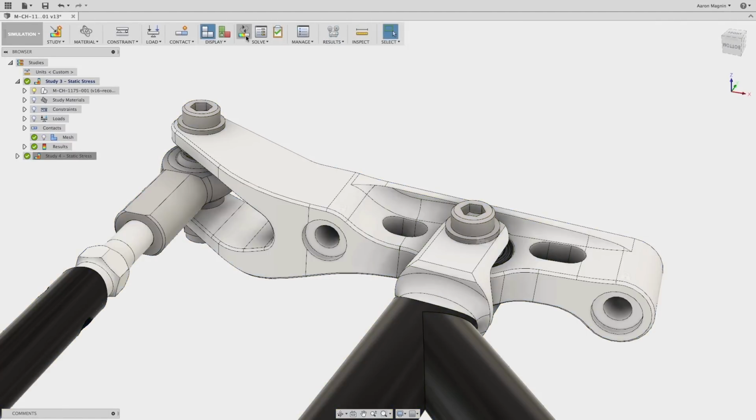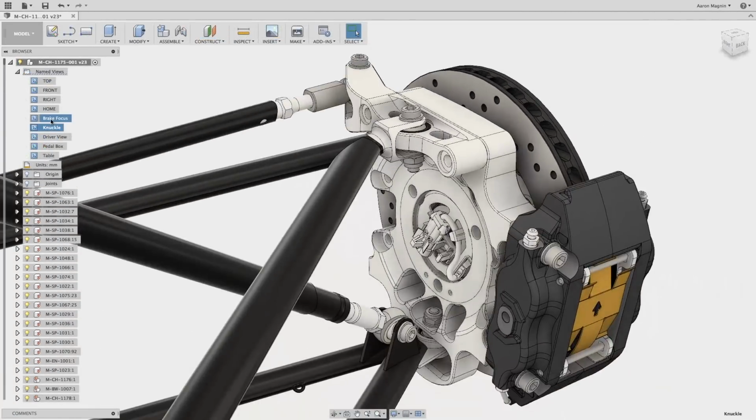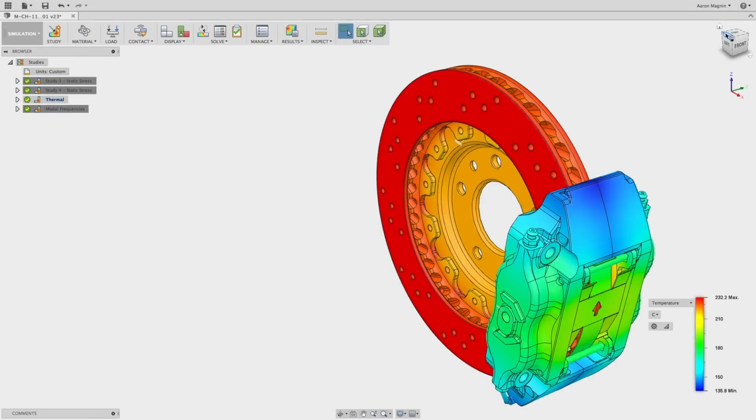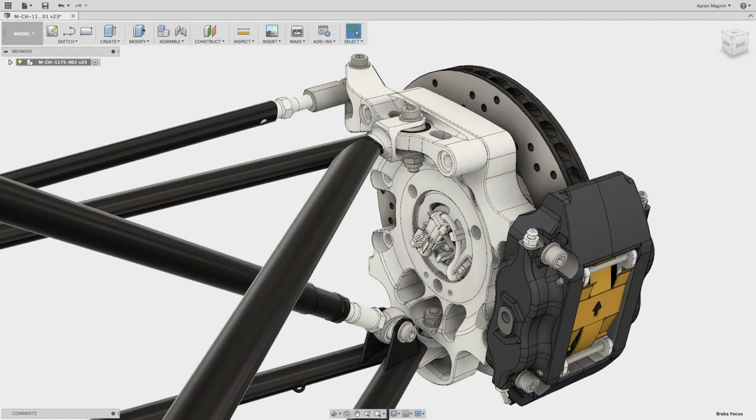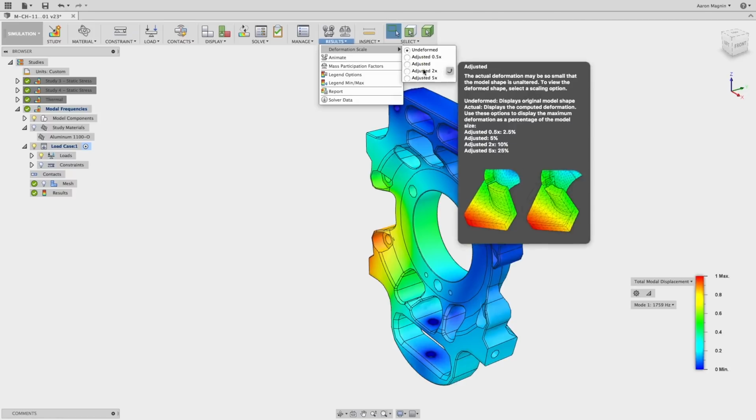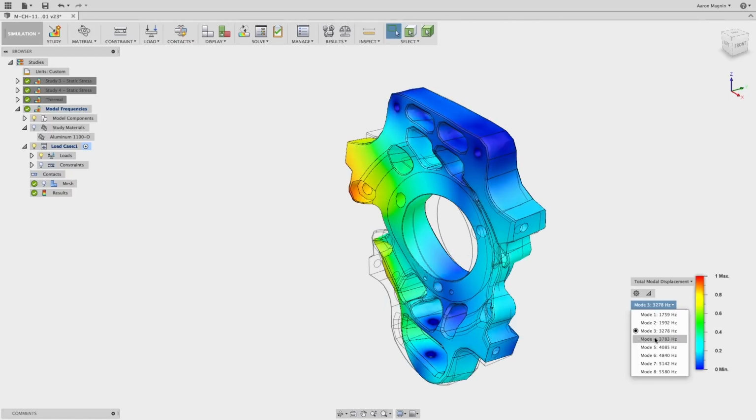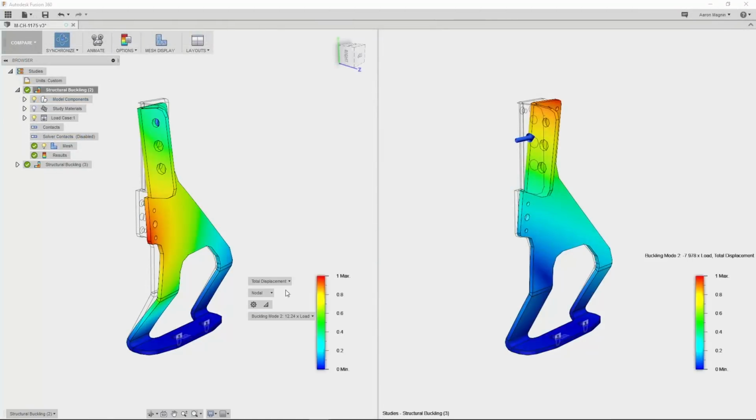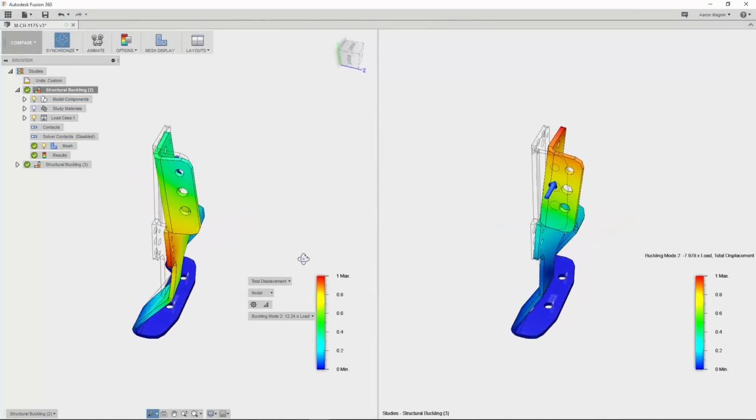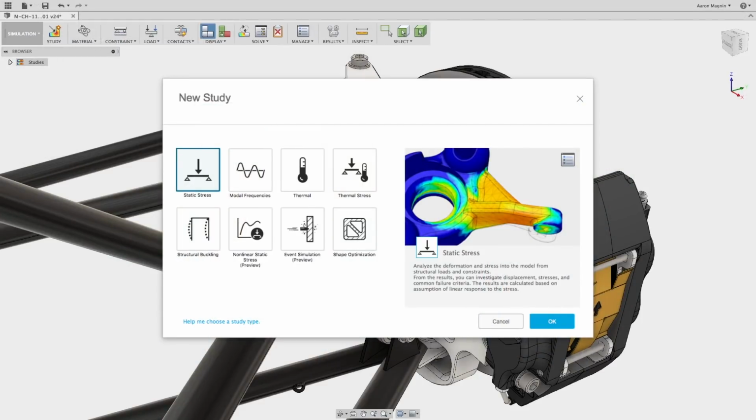But that's just one case on a large system with immeasurable potential for optimization. The brake system will need to be tested for thermal dissipation, the upright's resonant frequencies and mode shapes will need to be understood, the chassis stiffness, the shock bound and rebound, the list goes on and on. Make sure to see the advanced simulation video as well to learn how you can more than double the number of simulation types available to you.